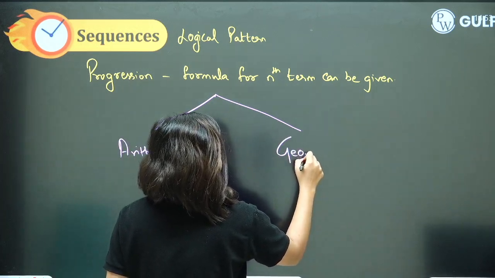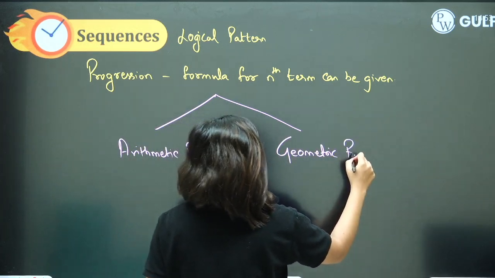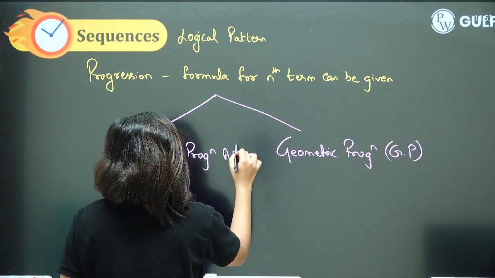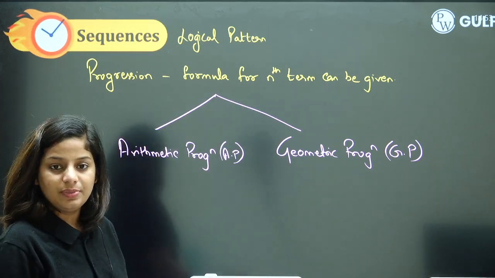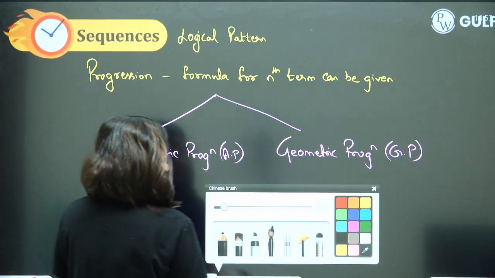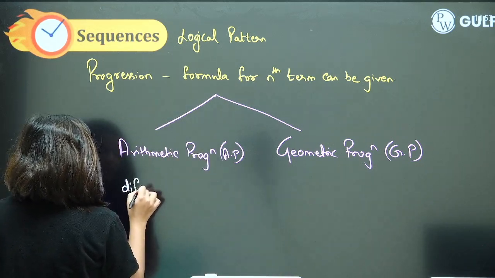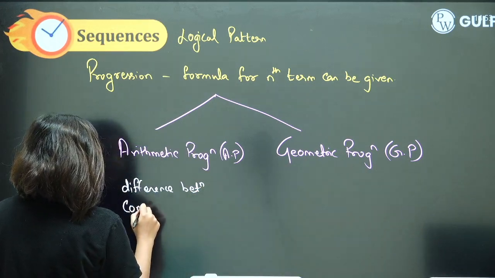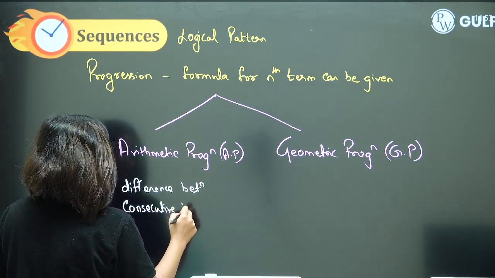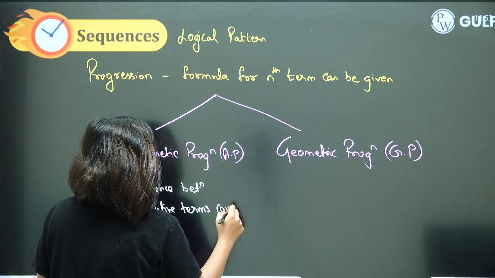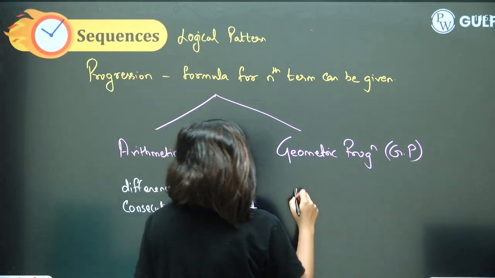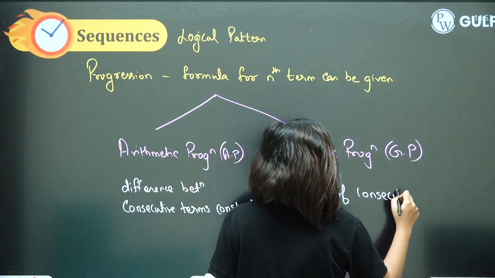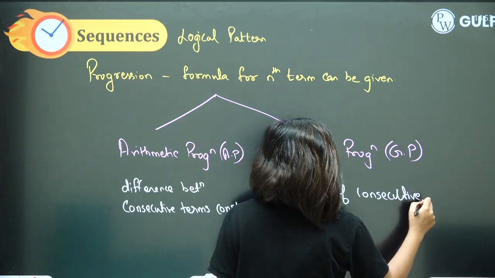and geometric progression. There is one more called harmonic progression, but we are not looking at that, only AP and GP. Arithmetic progression is when the difference between consecutive terms is constant. And geometric progression is when the ratio of consecutive terms is constant. Consecutive means side by side, one after the other.